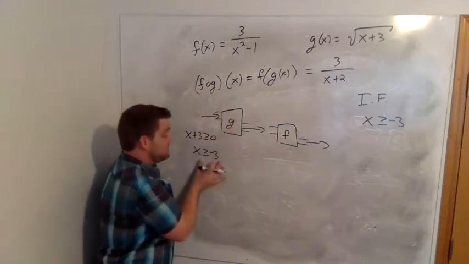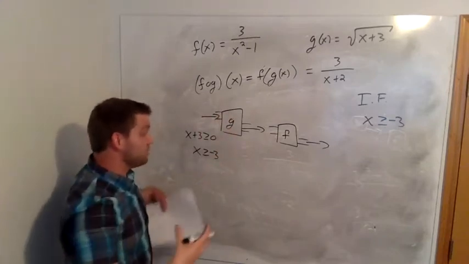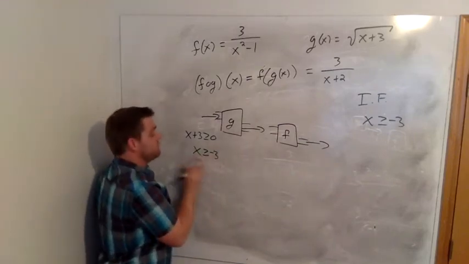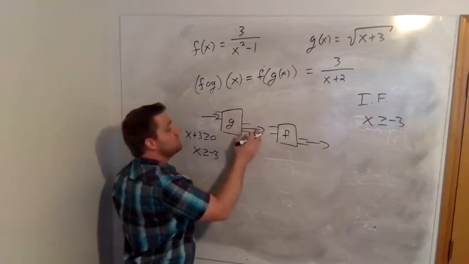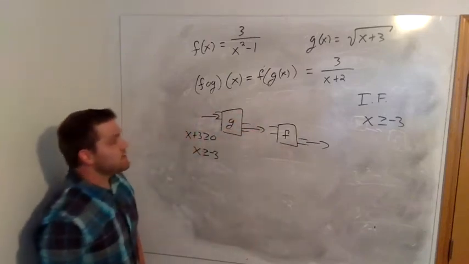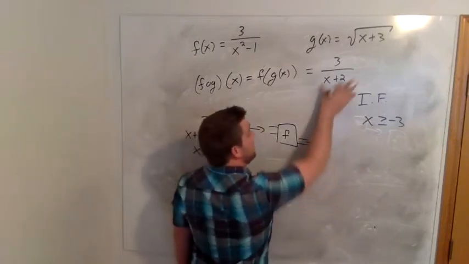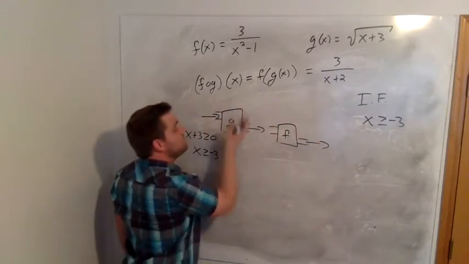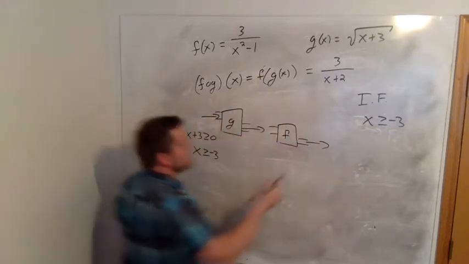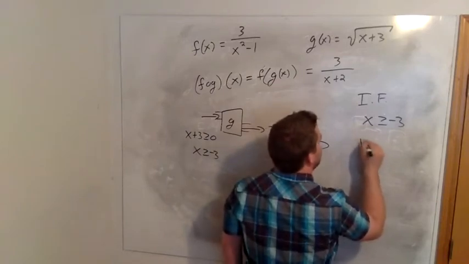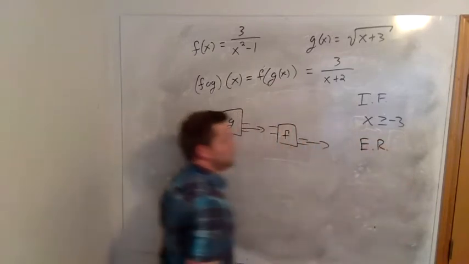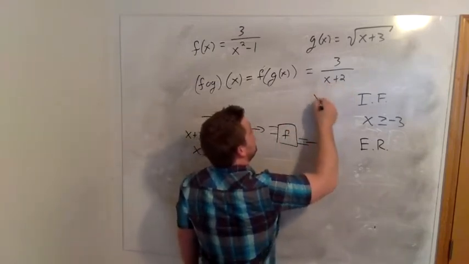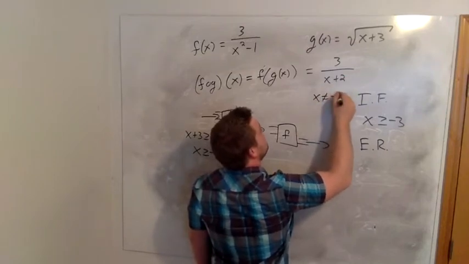Now, the problem is this set right here is the biggest possible set that could be the domain, but I might have to shrink it, because for some of these x values the outputs may not be accepted into f. That's why we also need to check the domain of the outer result. Checking the domain of the final result makes sure that the outputs of g were able to go into f. So I need to check also the domain of the end result. When we look at our end result here, notice that x cannot be equal to negative 2.